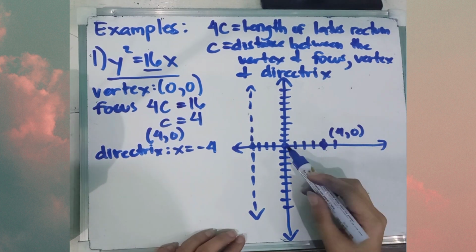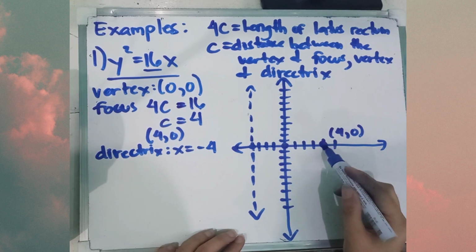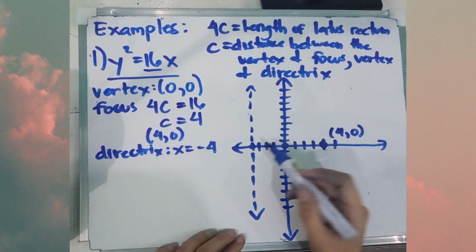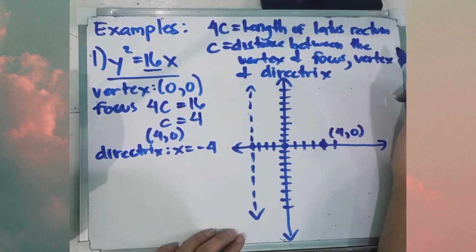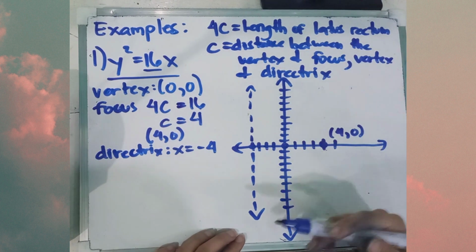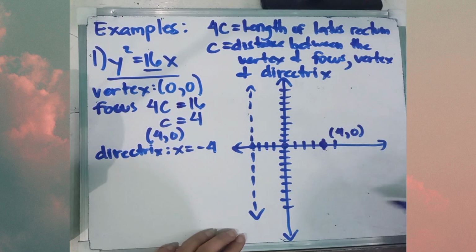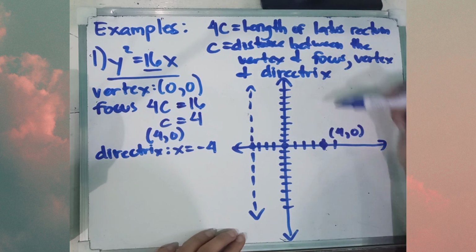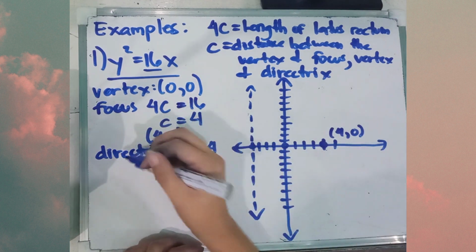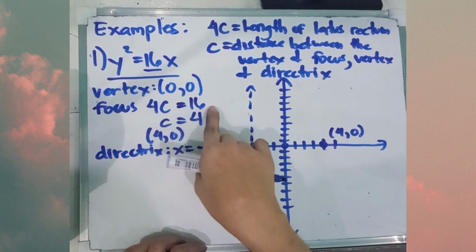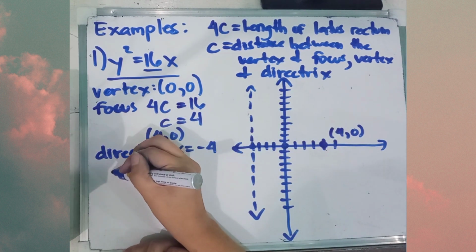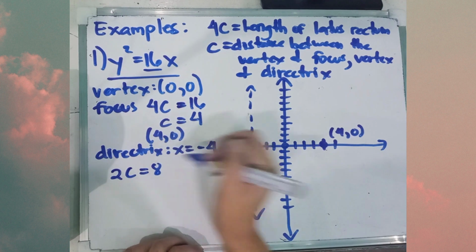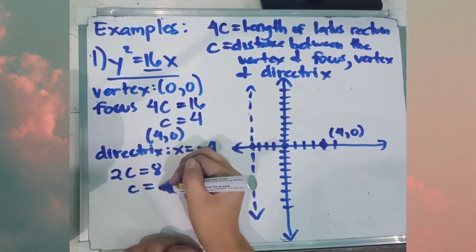So we already know the vertex, the focus, and the directrix. Next, we need to determine the endpoints of the latus rectum so that we'll be able to draw our graph. Since the length of the latus rectum is 4C, the whole latus rectum is 4C. Therefore, for one side, it's 2C, and for the other side, it's also 2C. If we divide this equation by 2, we have 2c equal to 8. So therefore again, c is 4.